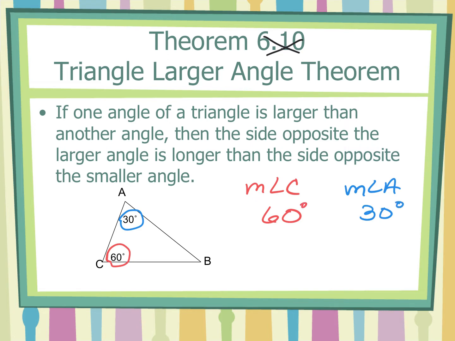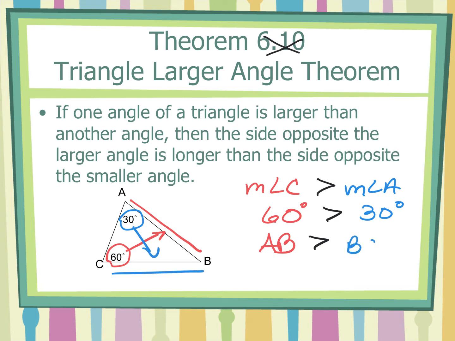And I can see that since 60 is a bigger angle than 30, I can state that angle C is larger than angle A. And then again, I'm going to look for the side across. So since the side across from the 60 degrees is going to be side AB, I could say that AB is greater than the side across from the 30, which is going to be BC. So again, you're going to look for the side across from the angle measure to determine the biggest side.